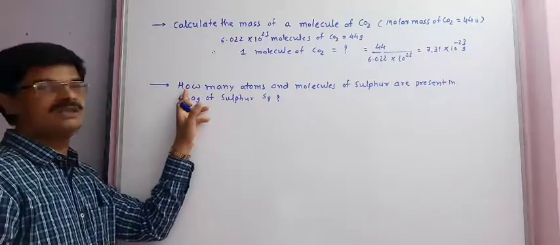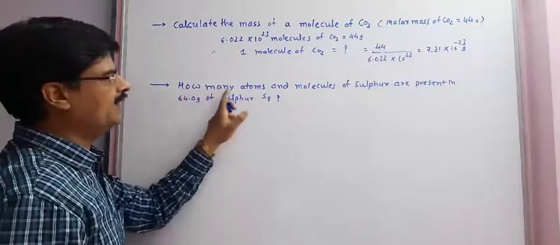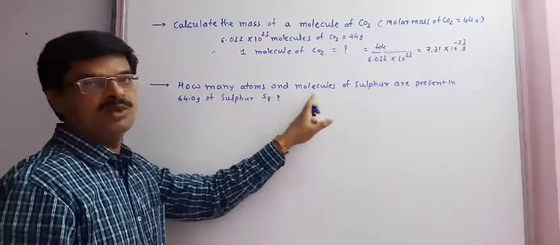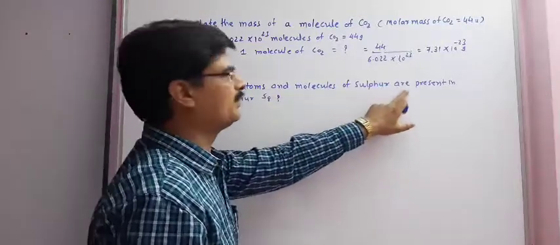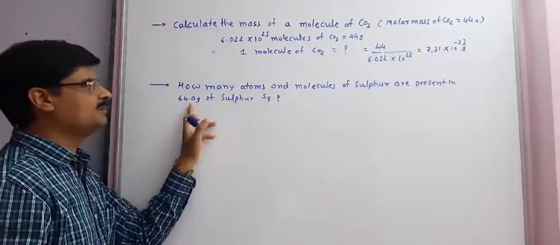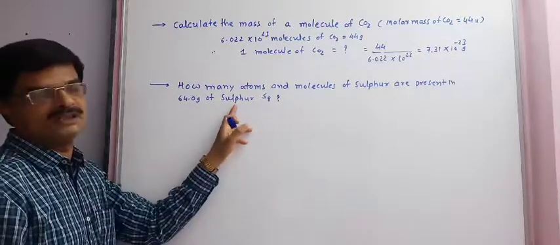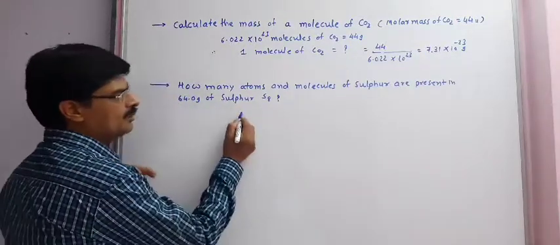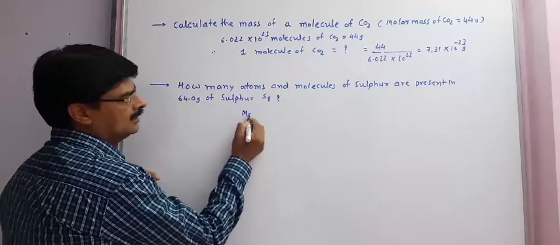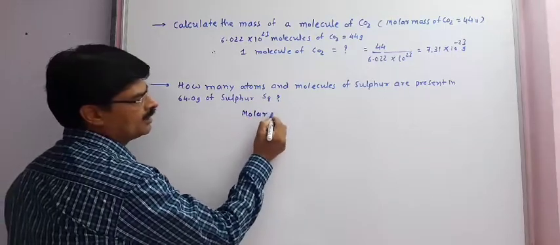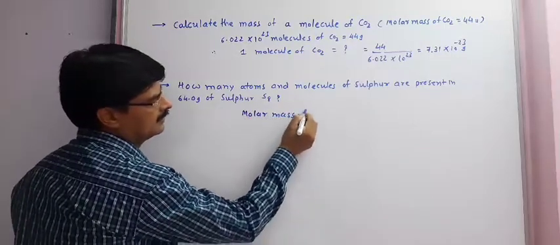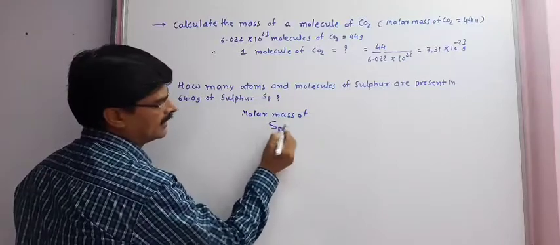In the next question, we have to find out how many atoms and molecules of sulfur are present in 64 gram of sulfur S8. So first of all, we will find out the molar mass, the molecular mass of sulfur S8.